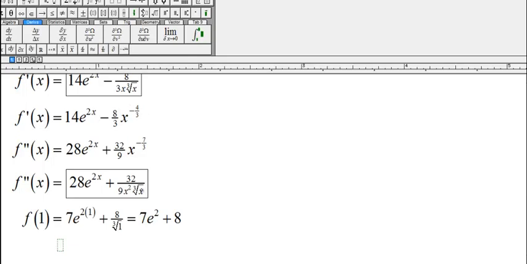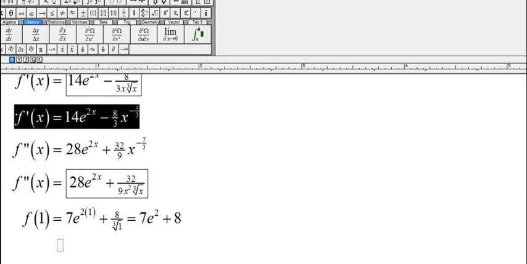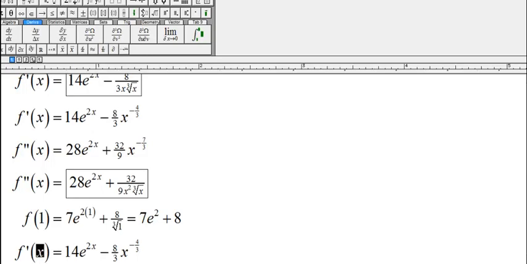And any one of these I could use. Let's say we use this one for the derivative. And we put in 1 here, and we put in 1 in place of the x's here and here. Well, what does that turn out to be? Well, this is 14e squared, minus 8 thirds.